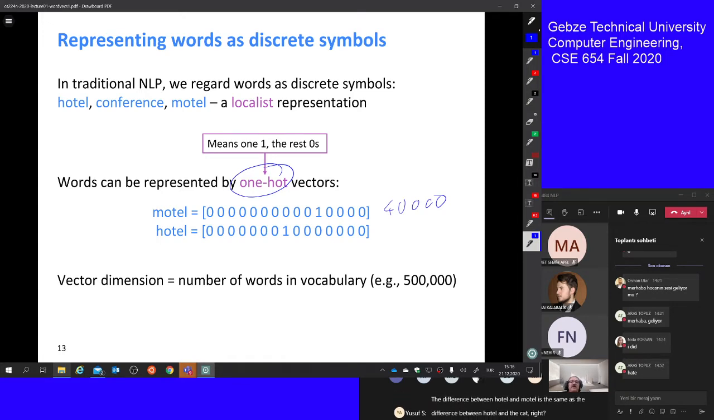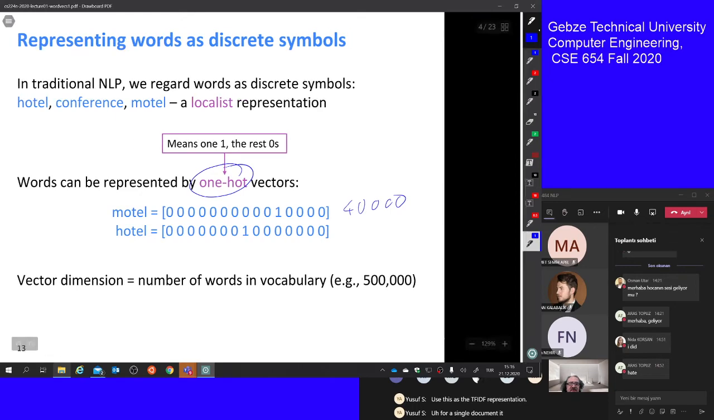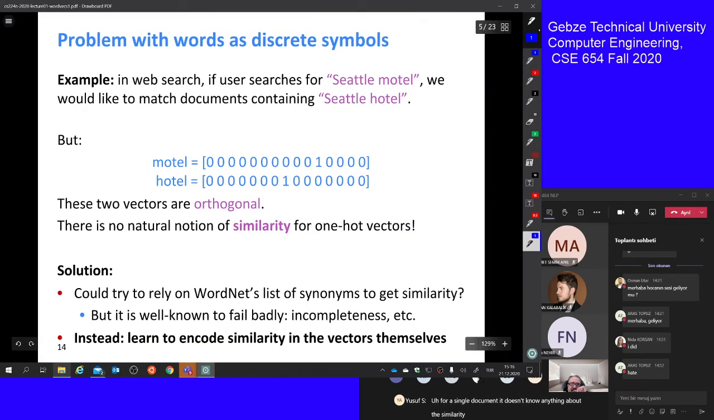So that's not going to be good. This one-hot vector is simple, but it's not good, and it is as useless as the TF-IDF representation for a single document. It doesn't know anything about similarity. If somebody is looking for Seattle motel, but all I have in my dataset is Seattle hotel, it's not going to find it.